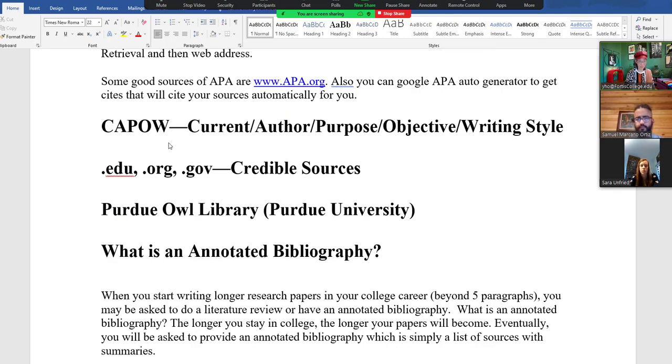Anyway, then we studied CAPOW, and this is how we can tell that something is a credible source. C stands for current, A stands for author, P stands for purpose, objective, and writing style. And then we only use sources from .edu, .org, or .gov. And the Purdue OWL Library is an excellent source for everything. Have you used the Purdue OWL Library? Not yet.